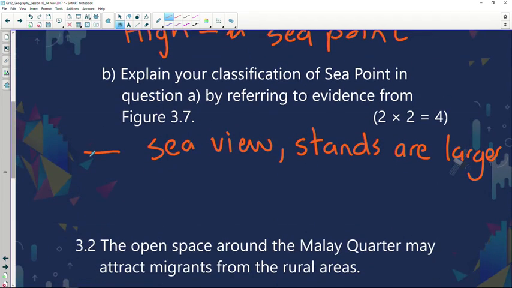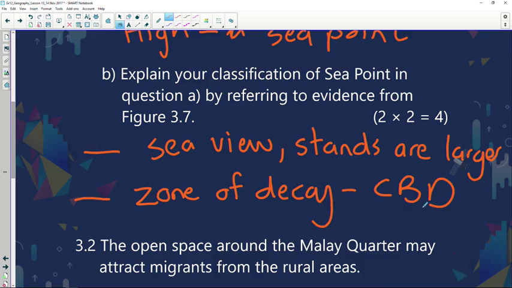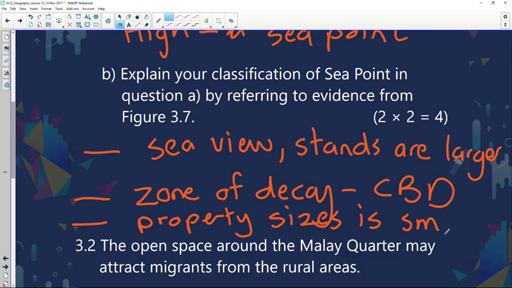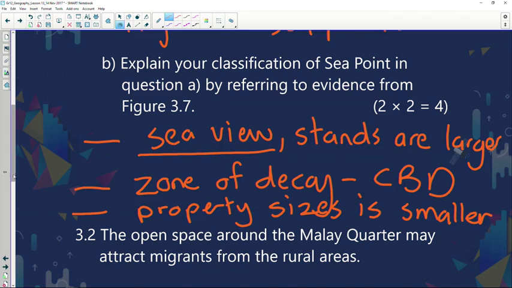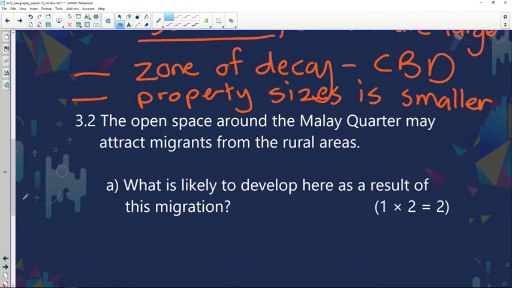The reason why I'm saying that the Malay Quarters are low income is because it's on the zone, it's where the zone of decay is. It's just on the outside of the CBD and the property sizes are smaller. So it's going to cost a lot more money to buy a property in Sea View than in an area such as the Malay Quarters.